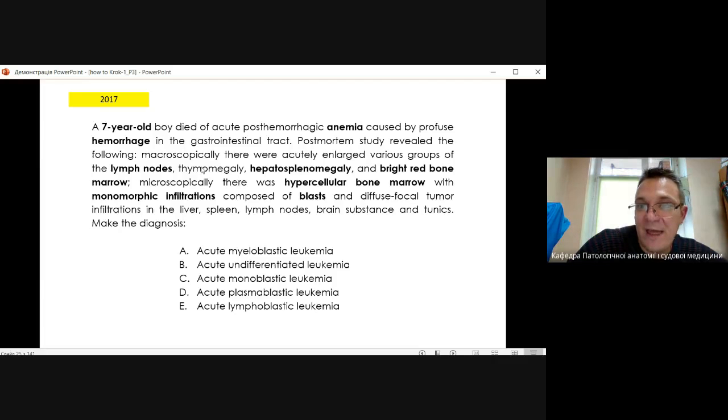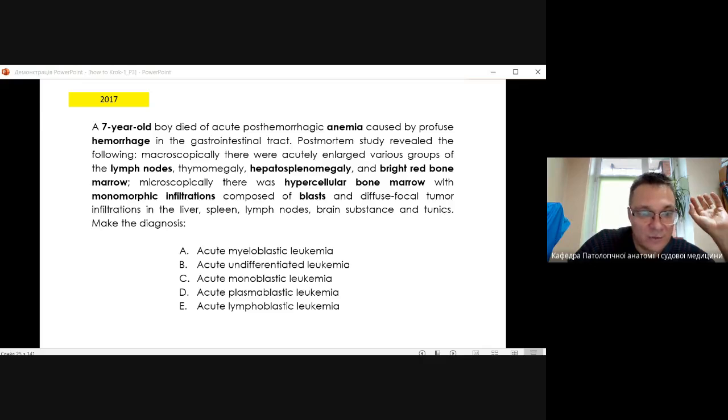A 7-year-old boy died of acute post-hemorrhagic anemia caused by profuse hemorrhage in the gastrointestinal tract. Post-mortem study revealed the following. Macroscopically, there were enlarged various groups of the lymph nodes, thymomegaly, hepatosplenomegaly, and bright red bone marrow. Microscopically, there was hypercellular bone marrow with monomorphic infiltration.